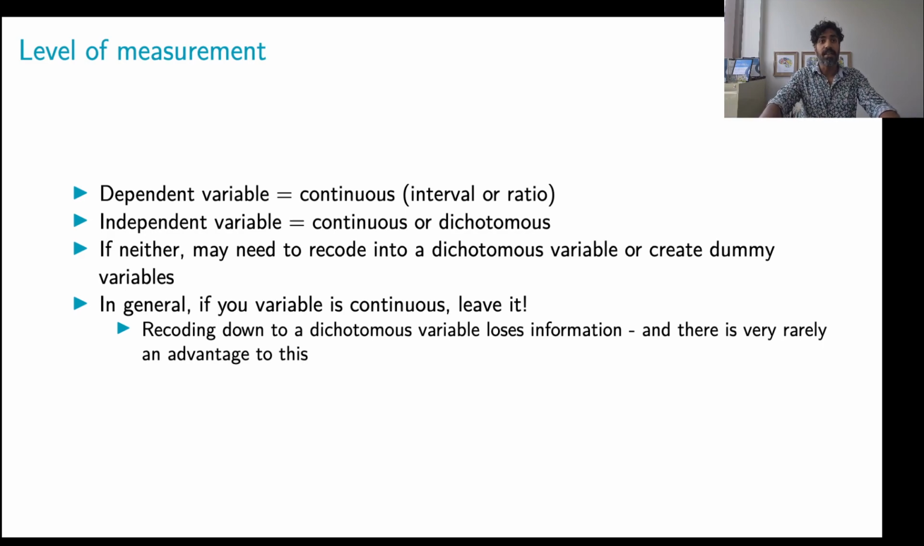So level of measurement: the dependent variable is continuous, so it's interval or ratio. The independent variable has to be either continuous or categorical. It could be dichotomous here as well. So if neither, you may need to recode into a dichotomous variable or create dummy variables. In general, if your variable is continuous, you leave it. Recoding down to dichotomous variables loses information, and there are very rarely advantages to doing this. This is an important thing to remember when it comes to multiple linear regression analyses.